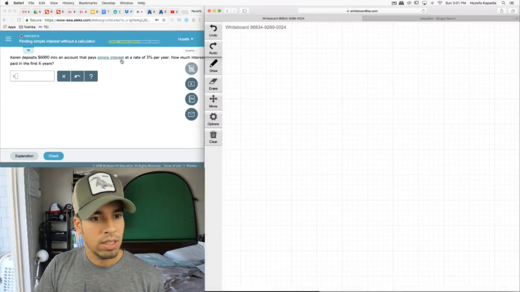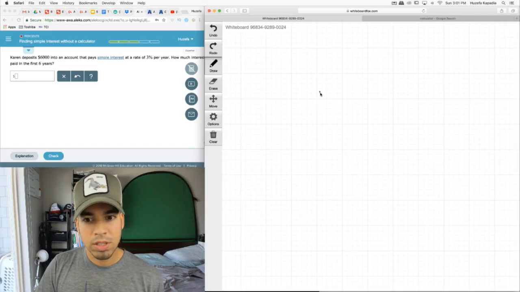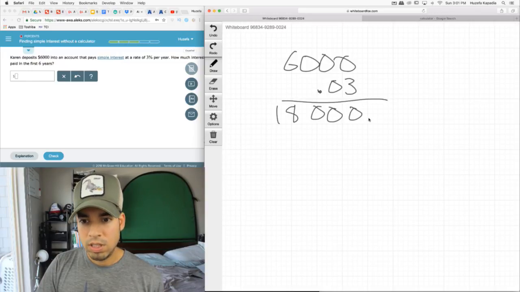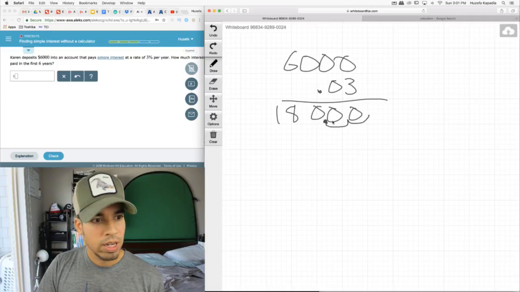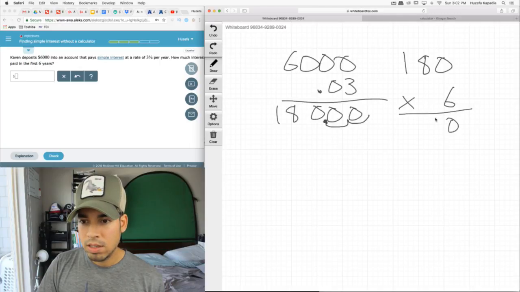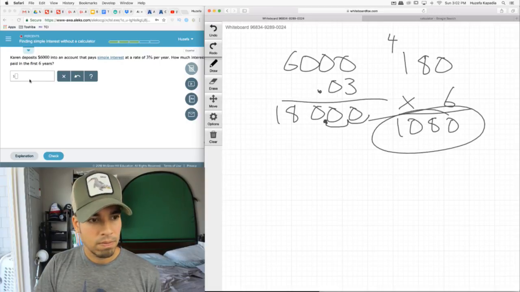All right, here we go. $6,000 that pays simple interest of 3%. So let's calculate our 3% of 6,000. Move the decimal over twice. It's $180. How much will she be paid in 6 years? Well, now I'm just multiplying that times 180. 1080.